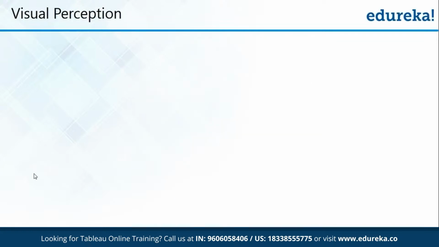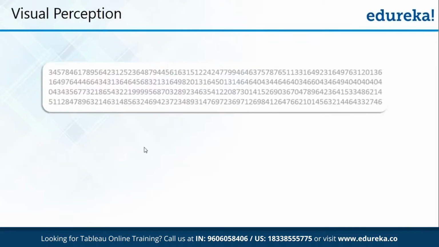And now let us understand how we perceive data. Because unless we understand the visual perception of human beings, we won't be able to make the right choice of how to represent our data. So now let's do an exercise. What you see in front of you now is a series of numbers. I'm asking you to count the number of fives in this sequence. You can pause your screen and take your time.